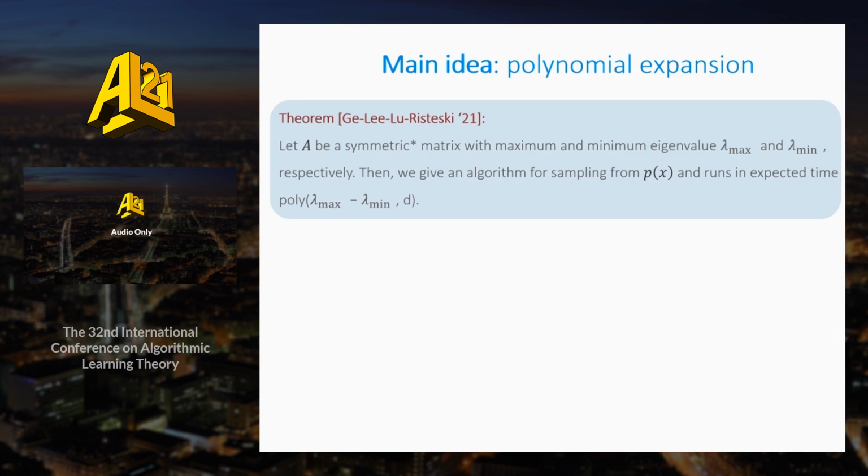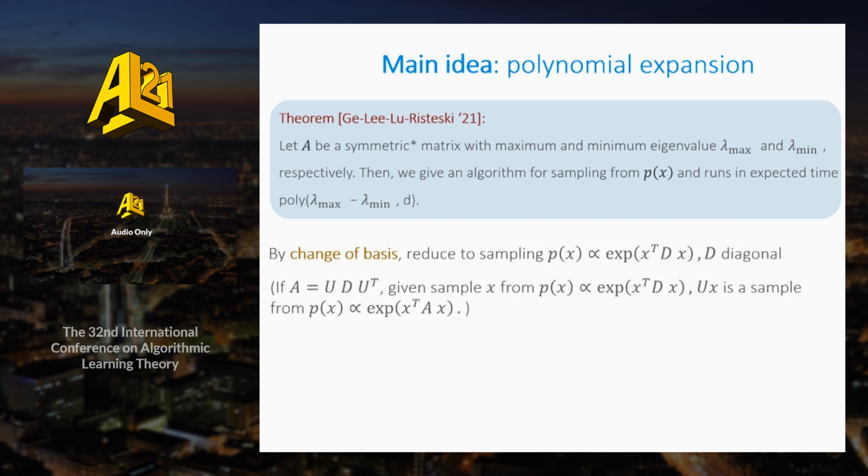Now, let me give you a little bit of an idea for how the proof works. The main idea is a kind of polynomial expansion. First, we're going to reduce our problem to sampling from the Bingham distribution where the matrix A is diagonal. How do we do this? Well, if your matrix A has the form UDU transpose, its singular value decomposition, given a sample from P of x proportional to exponential of x transpose Dx, so when the matrix is diagonal, if we output U times x, this is in fact going to be a sample from P of x proportional to exponential of x transpose Ax. So that's easy enough.